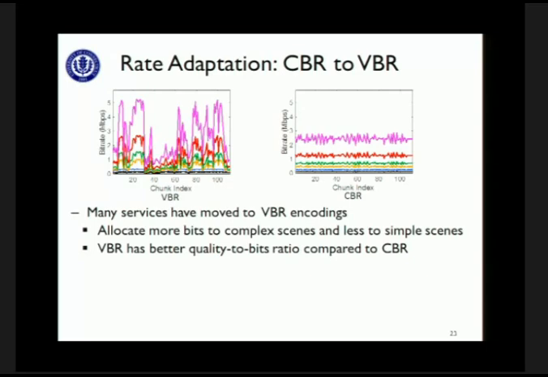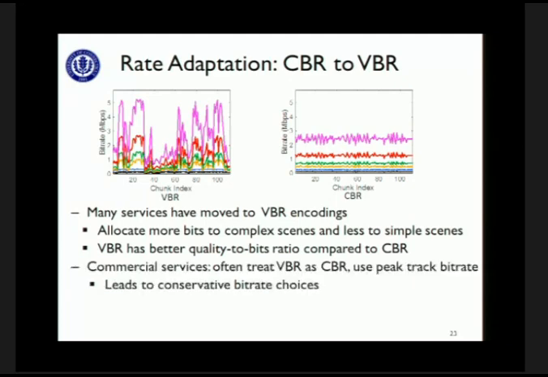So all you're doing is allocating more bits to complex scenes and less to the simple ones. And it is a better quality to bits ratio compared to CBR. They often treat VBR and CBR the same, so you use the peak track bitrate. And it leads to, very interestingly, the complex scenes actually having lower quality than the simple scenes. That's what happens when you actually use the existing ones.